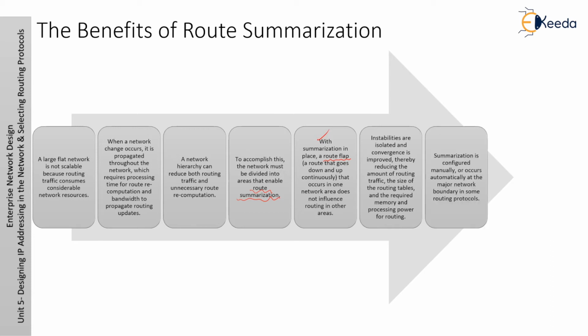Summarization is configured manually or occurs automatically at the major network boundaries in some routing protocols. Being able to summarize requires a well-planned underlying IP address design. So this is a very important point. This is how the benefits of route summarization, meaning what are the different benefits and what is the effect of a particular route failure or route flapping. So this is discussed here.